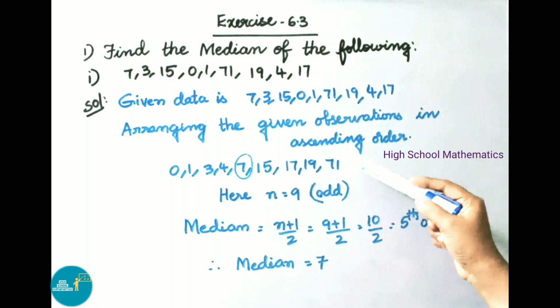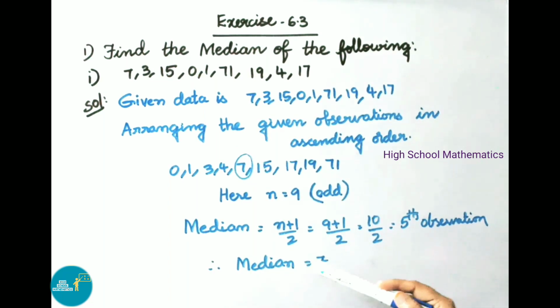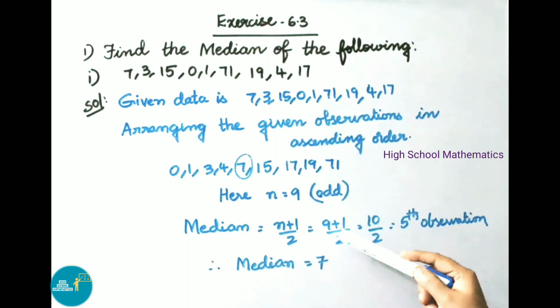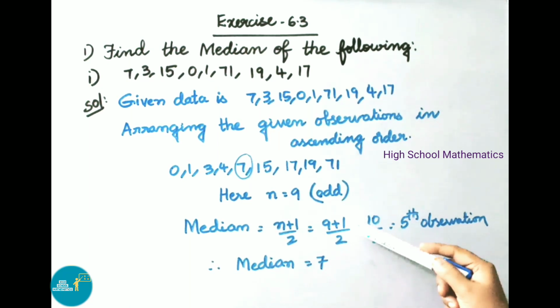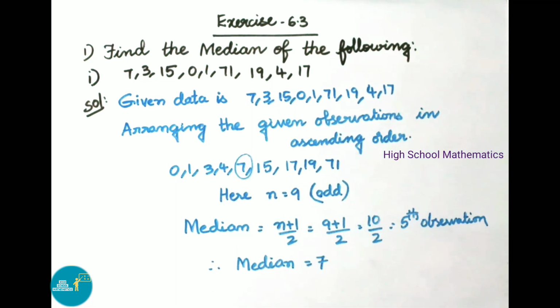Here the number of observations were 9. So n value is equal to 9, which is an odd number. So the median formula is n plus 1 by 2, where n means 9. So 9 plus 1 by 2, that equals 9 plus 1 means 10 by 2. 2 fives are 10, so it is the fifth observation. So we have to consider the median as the fifth observation, which is equal to 7. Therefore median is equal to 7.